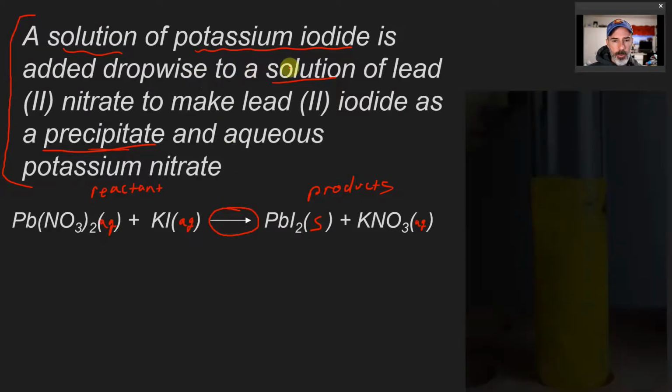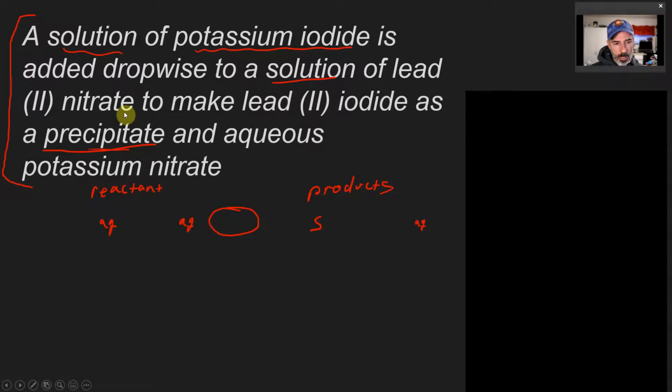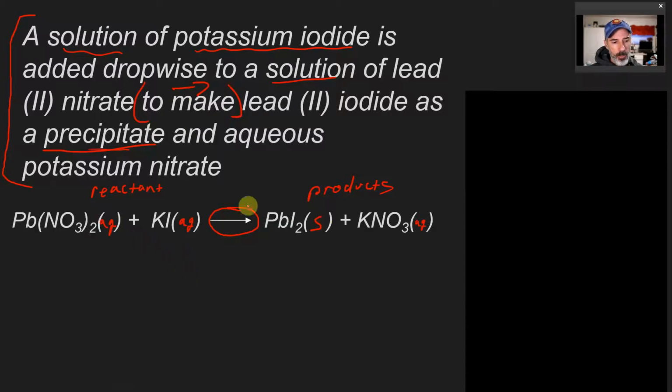Let's see. Dropwise to a solution of lead nitrate. To make, I think that is the arrow. What word or words in here mean the plus sign? You could go for either plus sign. A solution of potassium iodide is added dropwise. I think that's the plus sign to a solution of lead nitrate to make, there's the arrow, lead iodide as a precipitate. And I think that's the other plus sign. This chemical and that chemical, right?